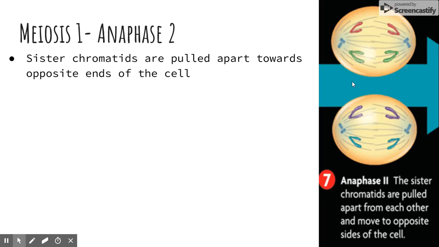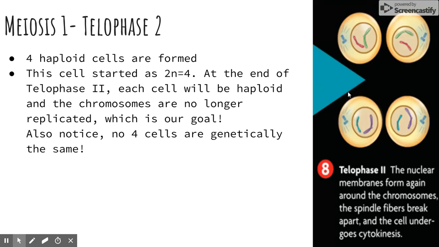Anaphase, the chromatids get pulled apart to opposite ends of the cell. And then telophase 2, where we have the final result of meiosis, where we have 4 independent, genetically unique haploid cells.